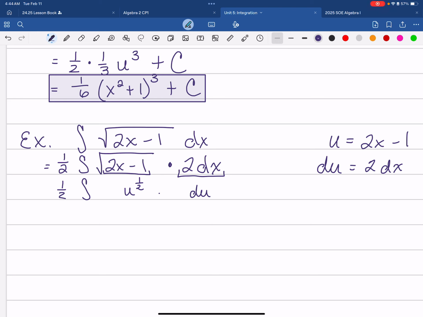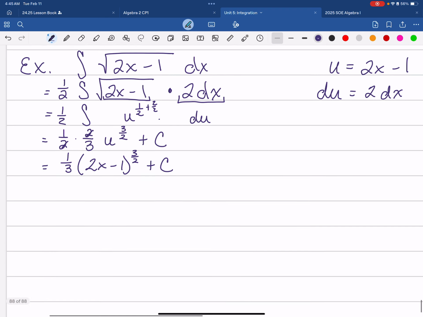So I take my antiderivative. I add 2 over 2. That gives me 3/2. The reciprocal of 3/2 is 2/3. Plus c. So I get 1/3. My u is 2x minus 1 to the 3/2 plus c.